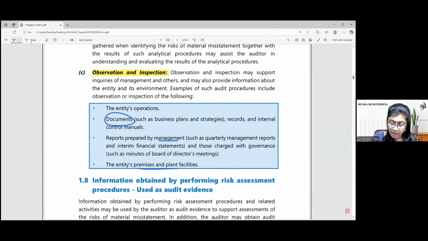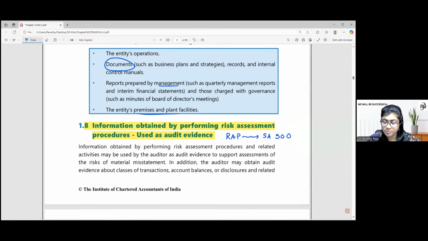Now, see, information obtained from RAP is used as evidence. The RAP is heard under which other SA? Which other SA talks about RAP? Other than 315, which other SA talks about RAP? 500. 330, Vismaya, it is FAPDA. 500 why? RAP is also an evidence.